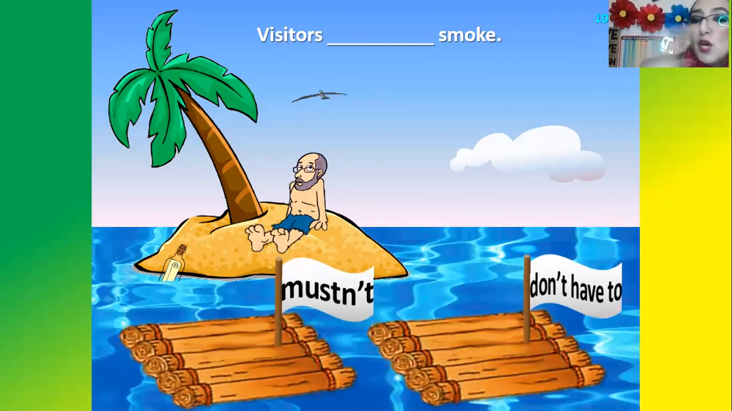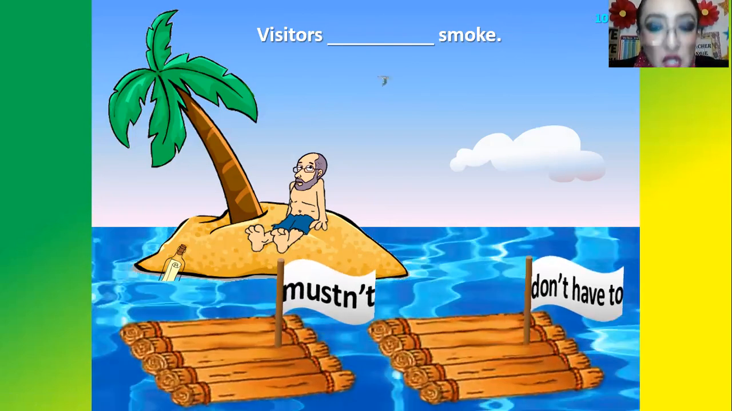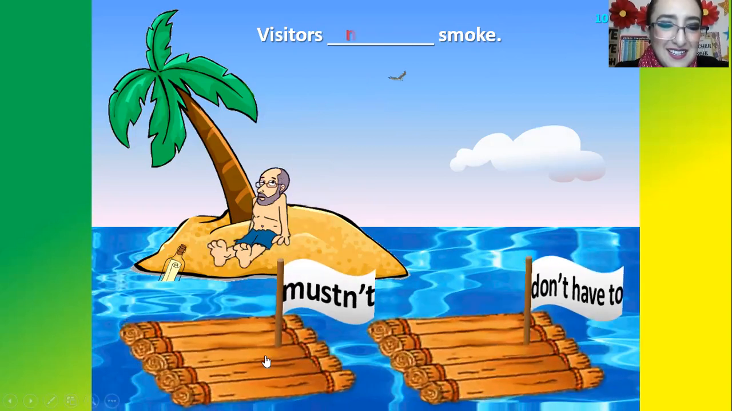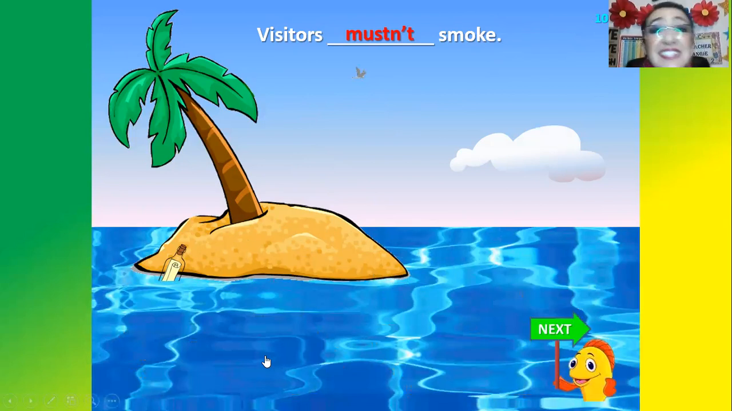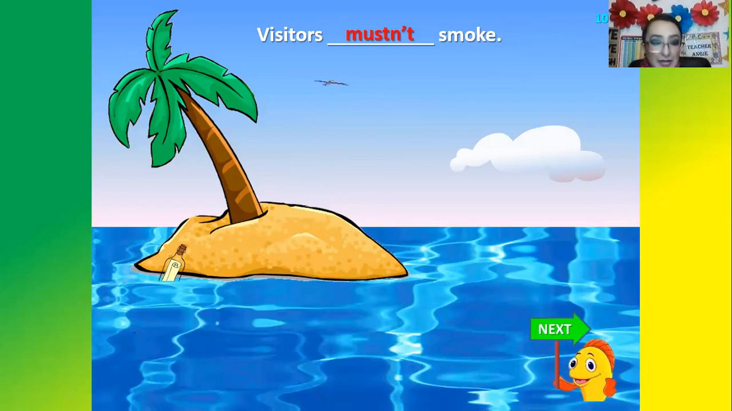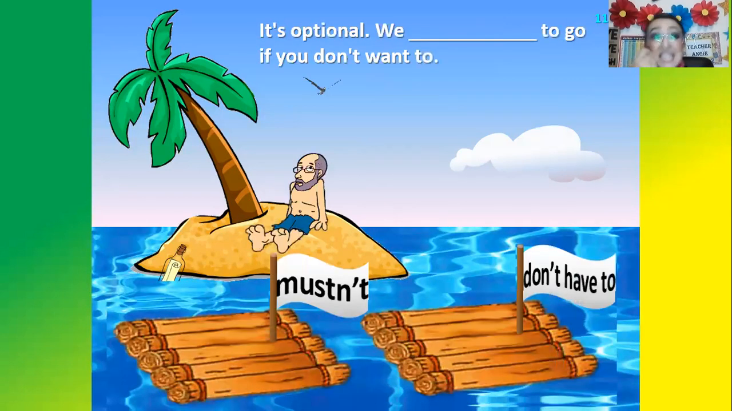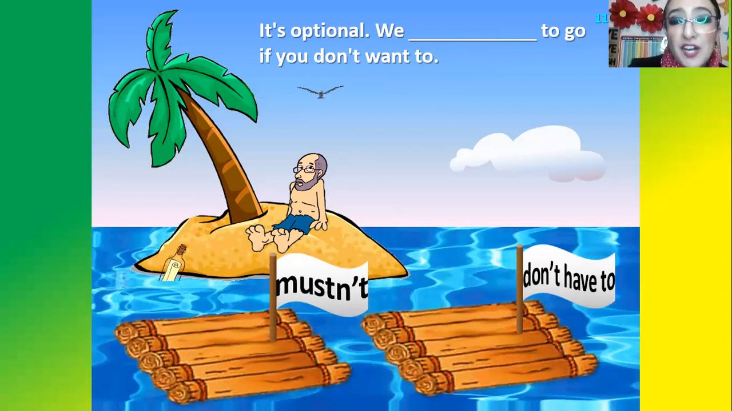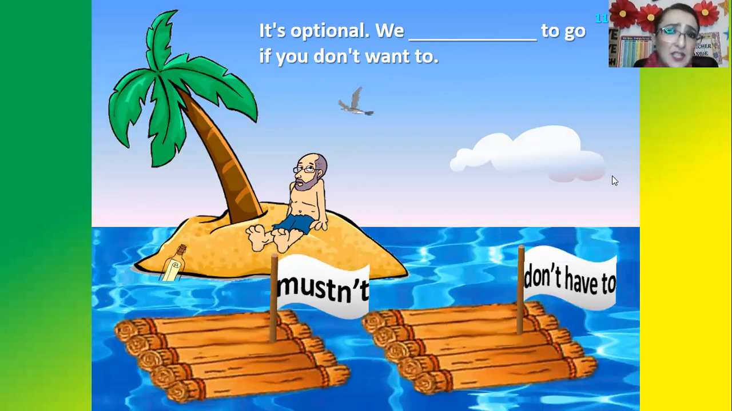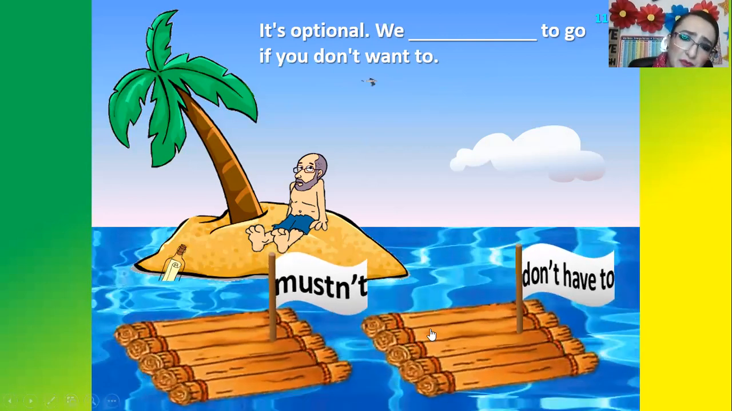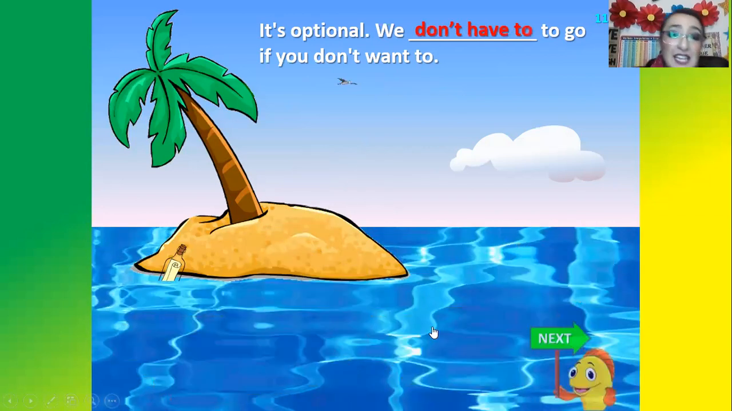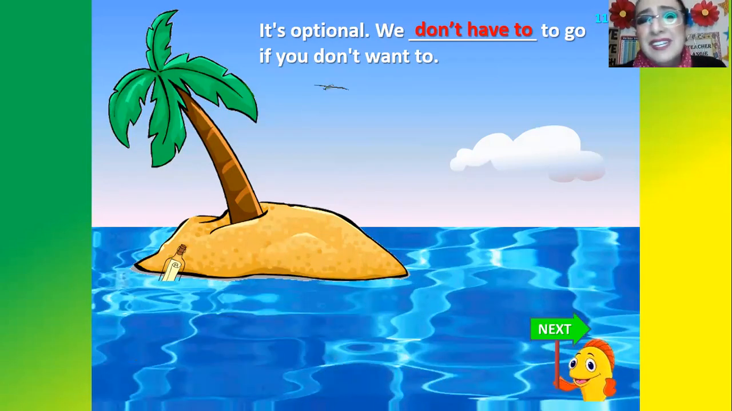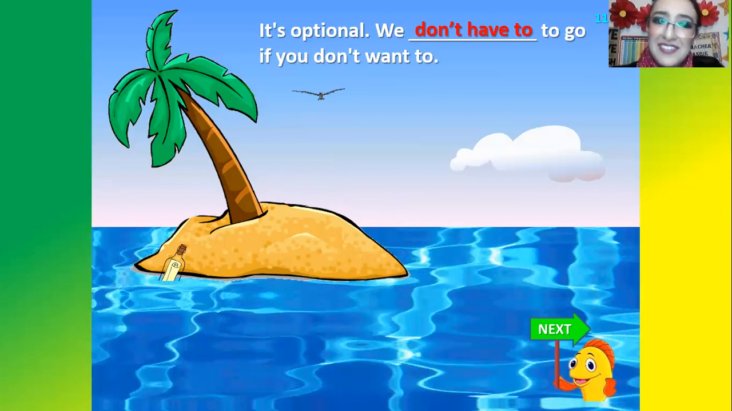Visitors smoke. Mustn't or don't have to. Oh, yeah. Mustn't. Los visitantes no deben fumar. Está prohibido. It's optional. Ah, ya desde ahí sale la respuesta. It's optional. We don't have to go if you don't want to. Ay, es opcional. No tenemos que ir si no quieres. Ay, qué cute. No es necesario.